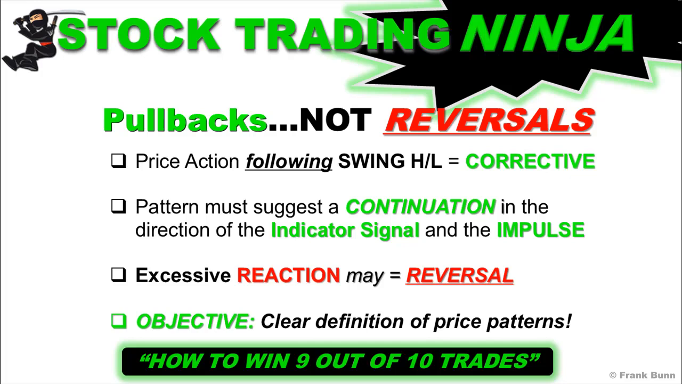The key is that the price action following the swing high-low patterns must be corrective and suggest a continuation in the direction of the original impulse. We have to be cautious, however, because an excessive reaction may very well be a reversal. So our objective here is to trade the pullback, not the reversal, and develop a clear definition for continuation price patterns.